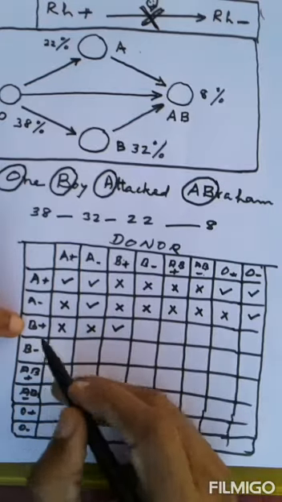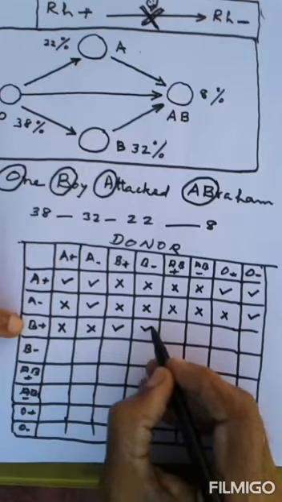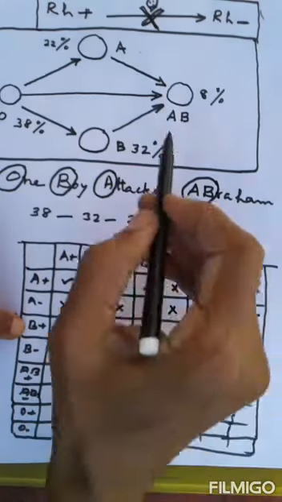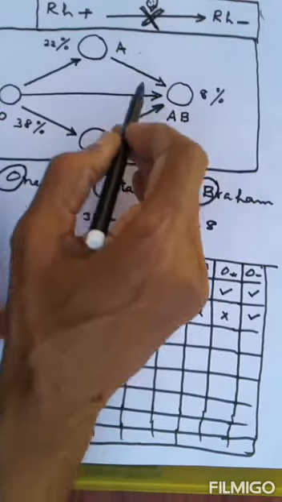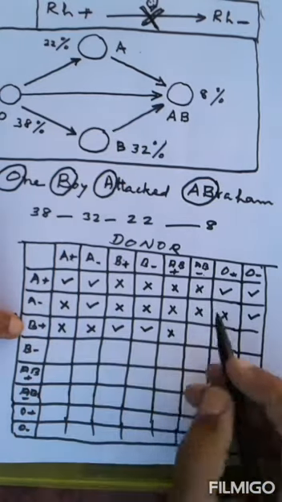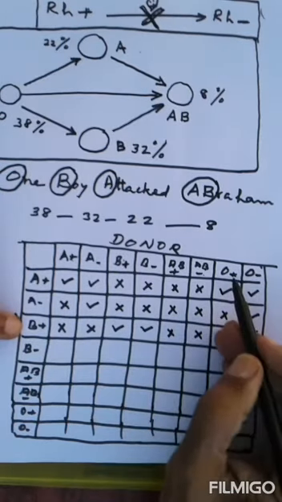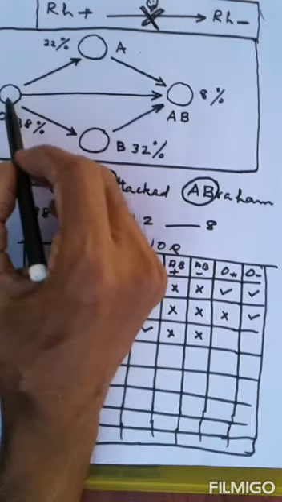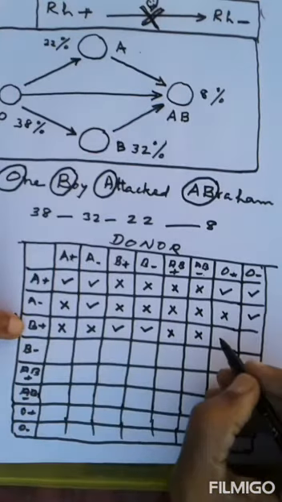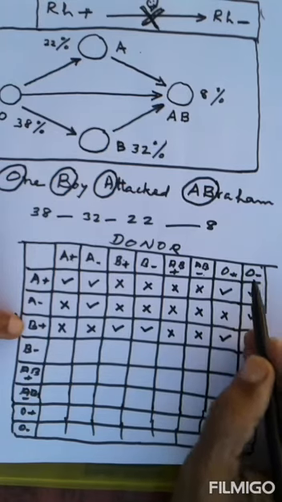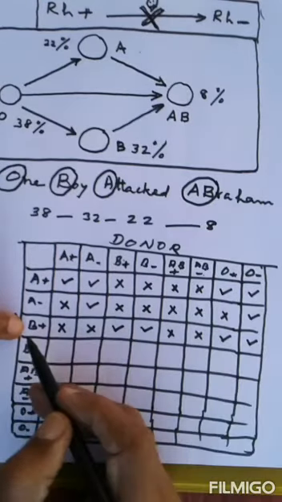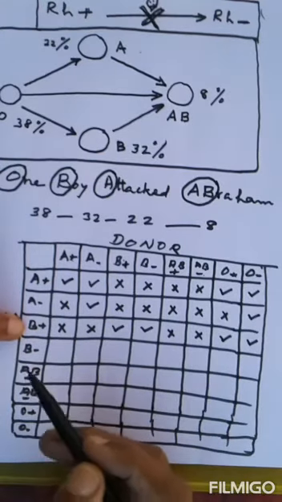B minus to B plus is also available, compatible. AB plus to B plus, that is in the reverse direction, so it is not acceptable. So I will put a cross mark. AB minus to B also a cross mark. O plus to B plus, O to B is possible. O plus to B plus, it is possible. O minus to B plus, that is also possible. Minus to plus is possible, but from plus to minus is not possible.